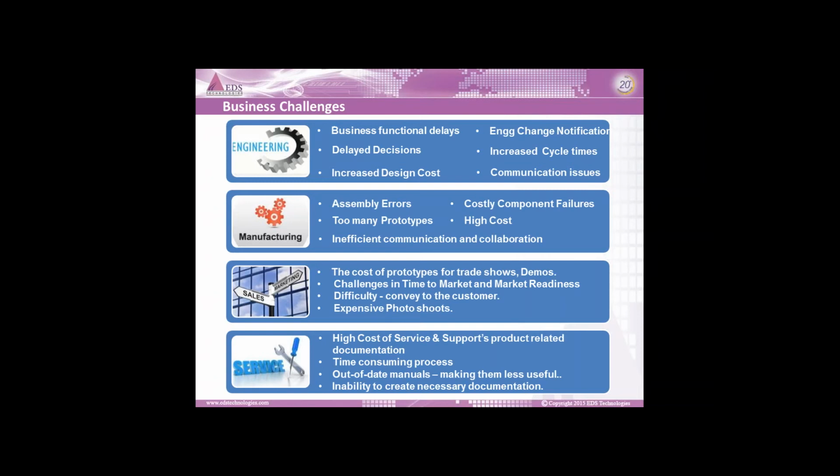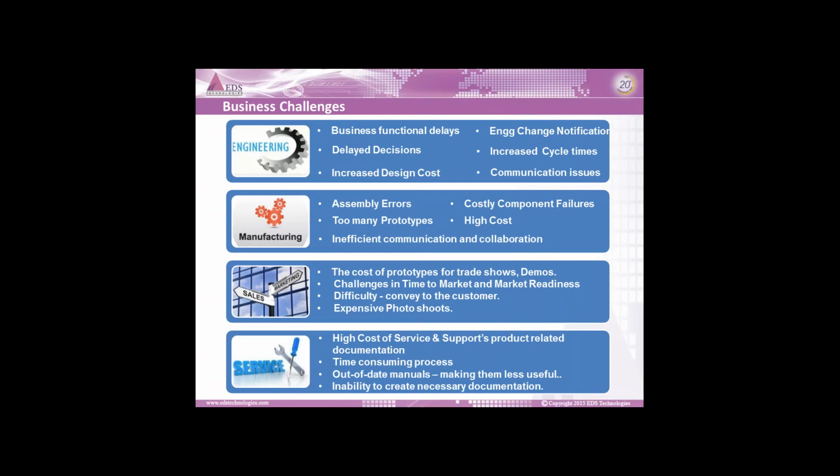Respective to engineering, when we see that there are business functional delays, there are engineering change notifications that need to be shared across all your downstream users, or the immediate business functions like your manufacturing. There are delayed decisions, increased cycle times, increased design cost, and there are communication issues.